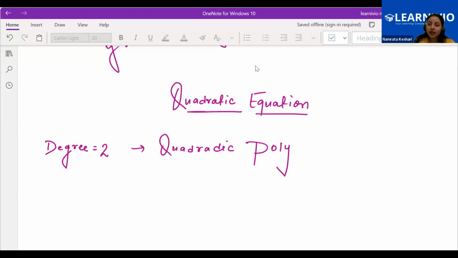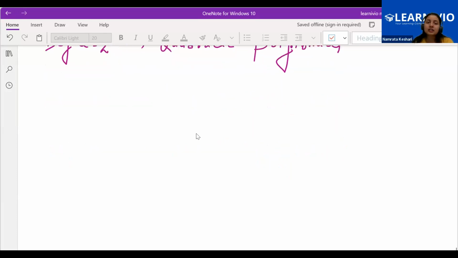Here we are talking about that quadratic only, but this time it is not just a polynomial. This time we have an equation. Equation means there must be an equality sign. Let's say I am writing x square plus 2x plus 5, it is an algebraic expression. It is a polynomial. But once you give equals to 32 or equals to anything, now it became an equation.